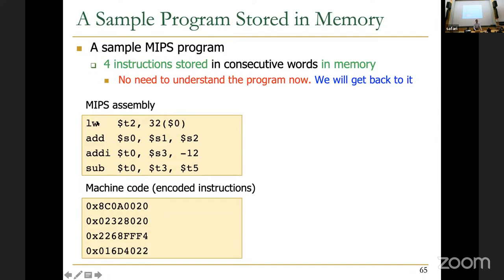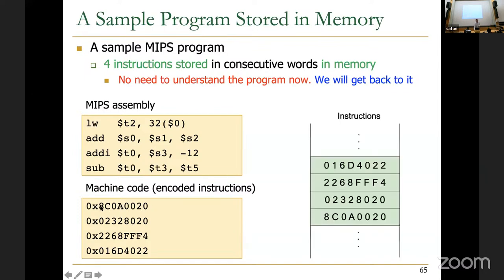For example, this is a load word from base register 0, added to it 32, and then the result is loaded into temporary register 2, for example. That's what this is saying. So each instruction is encoded using some encoding that's specified by the instruction set architecture. So this is the machine code, and the machine can take this and interpret it. So you can actually input this to a machine and input to a decoder, right?